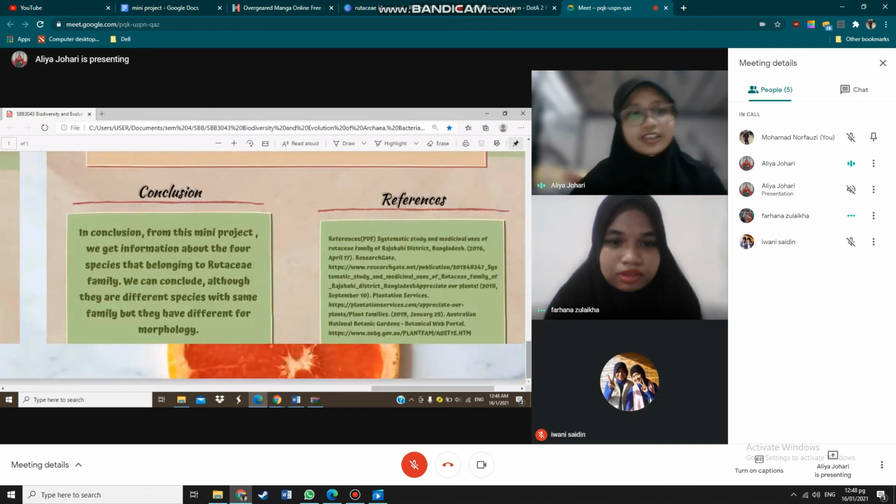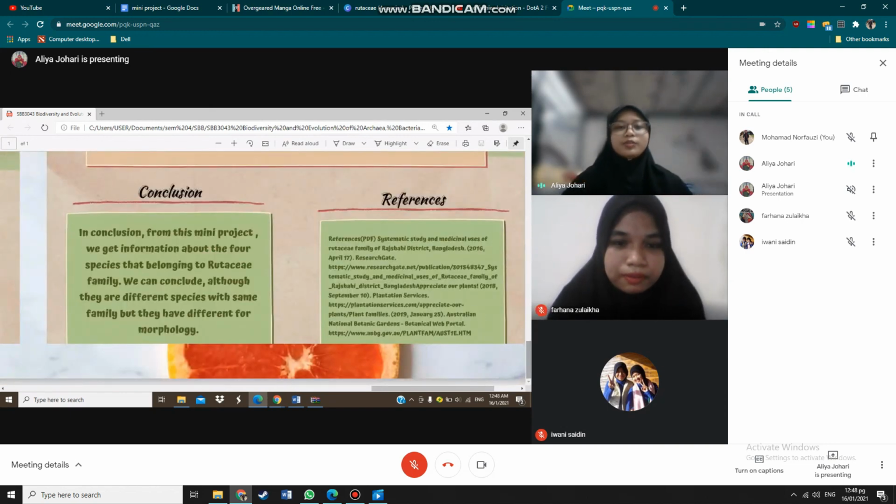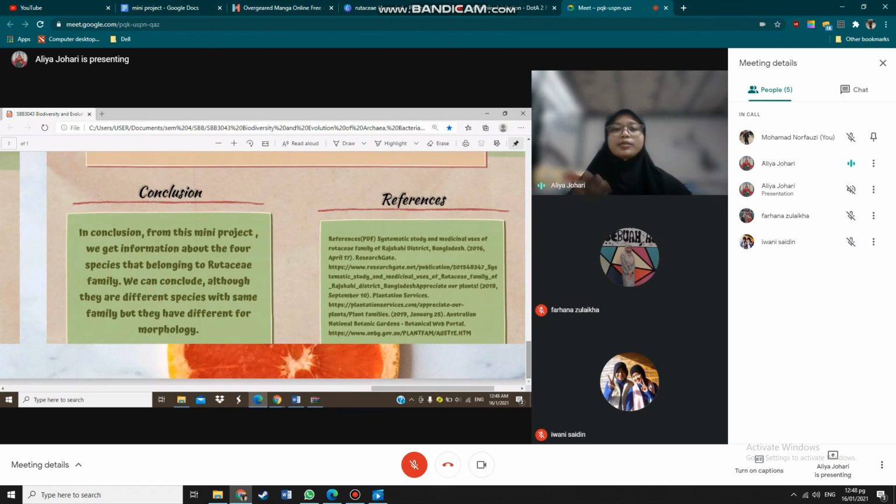In conclusion, for this mini project, we get information about the four species belonging to the Rutaceae family. We can conclude that although they are different species in the same family, they differ in morphology.